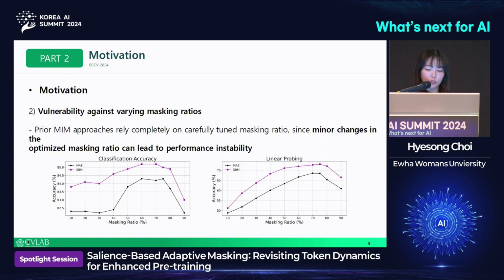Another key motivation of our work is the vulnerability of masked image modeling to masking ratios. Previous MIM methods depend on carefully choosing the masking ratio. Like for MAE, its ratio is set to 75%, but as shown in these graphs, even small changes in this ratio lead to noticeable drops in accuracy.